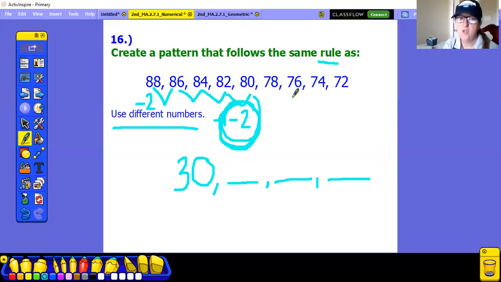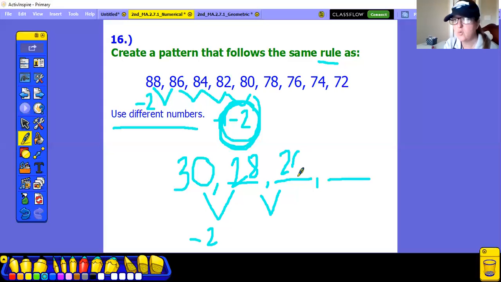All right, if you figured this out, you went from 30, you followed the rule and took away 2. So if you said 28, you're right on track. And 28 minus 2 is 26. And 26 minus 2 is 24. So good job.